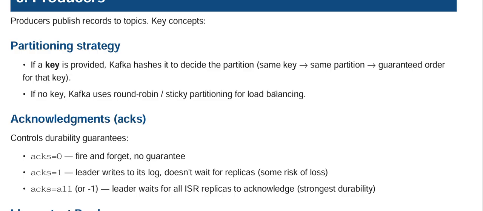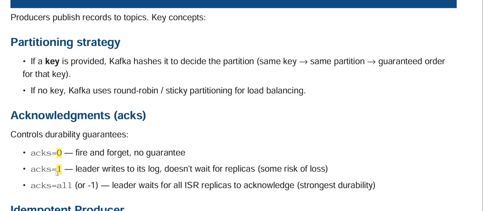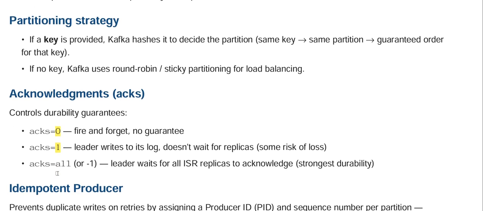As the numbers suggest, acks=0 does not guarantee the message will be pushed properly. acks=1 means at least one replica gets it. And acks=all means everyone has to send an acknowledgement to us, and only then do we log it.